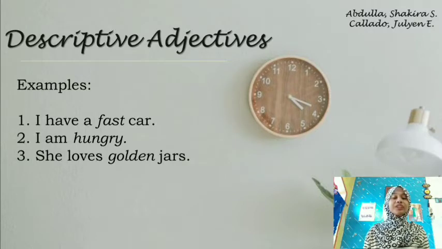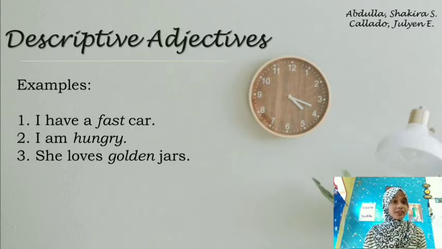Number 3, she loves golden jars. Anong klaseng jars ang gusto niya? Golden. That means the italicized word golden here is our descriptive adjective because it gives descriptions to the noun jars. I think this is the most familiar kind of adjective because whenever our teachers ask us to give an example of an adjective, the common answer we give is beautiful.